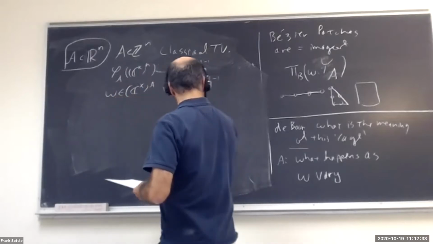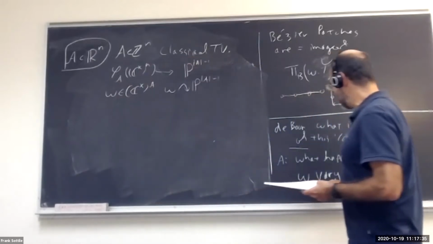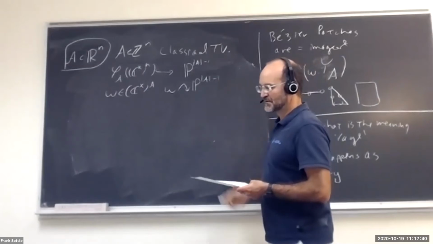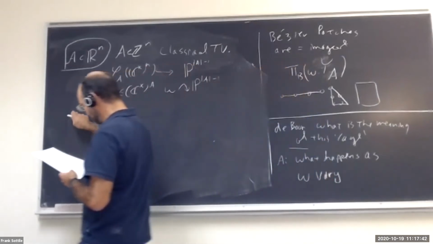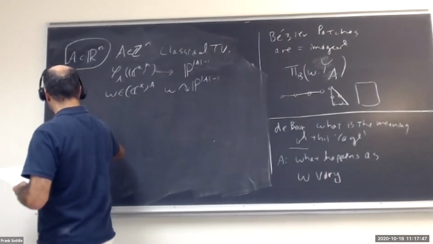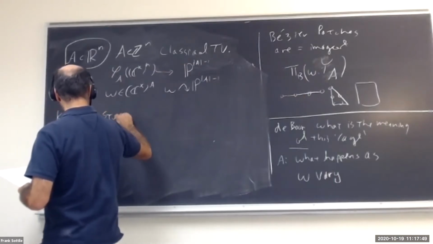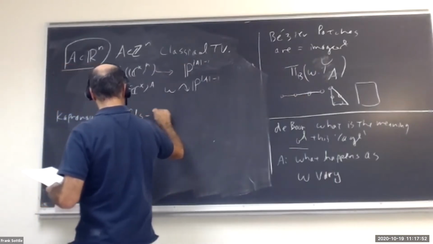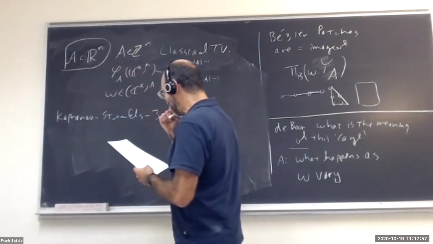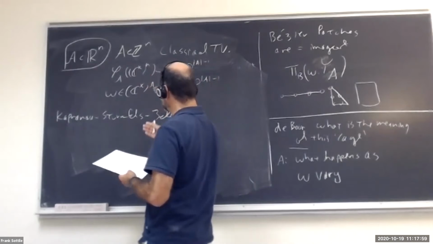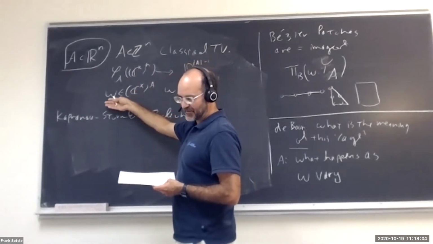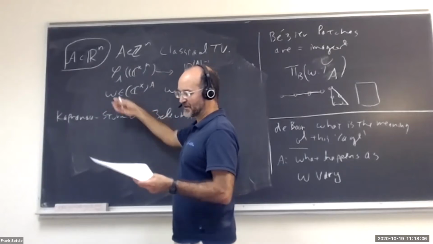This question about what happens when the weights vary was studied in the early 1990s in this setting, by Kapranov, Sturmfels, and Zelevinsky. What they did is study limits of translations of toric varieties as these weights varied. So they looked at algebraic families.